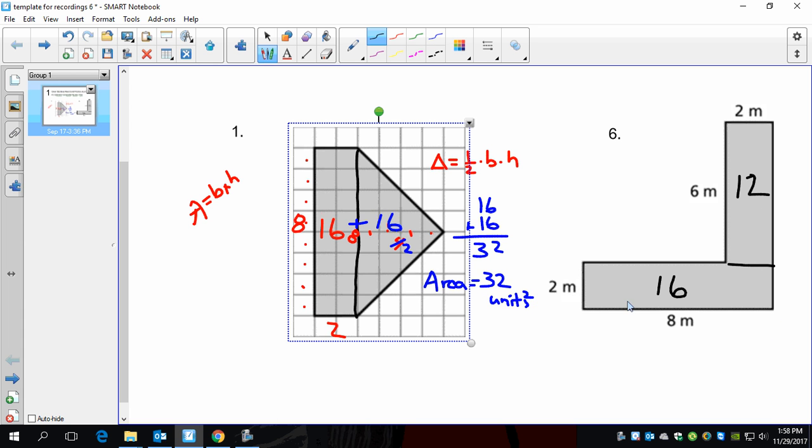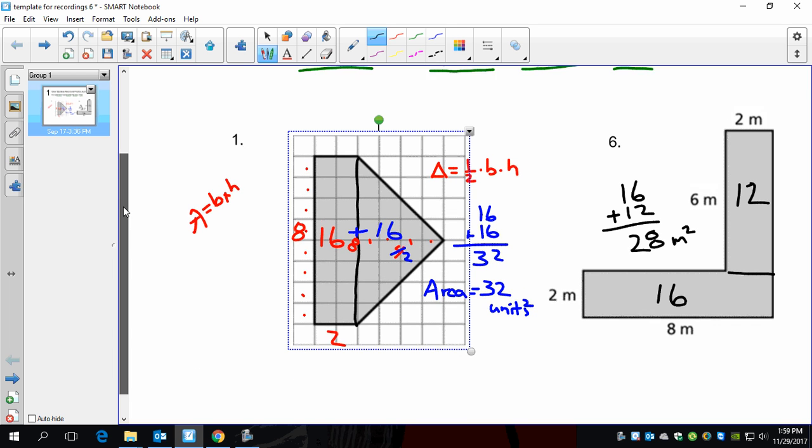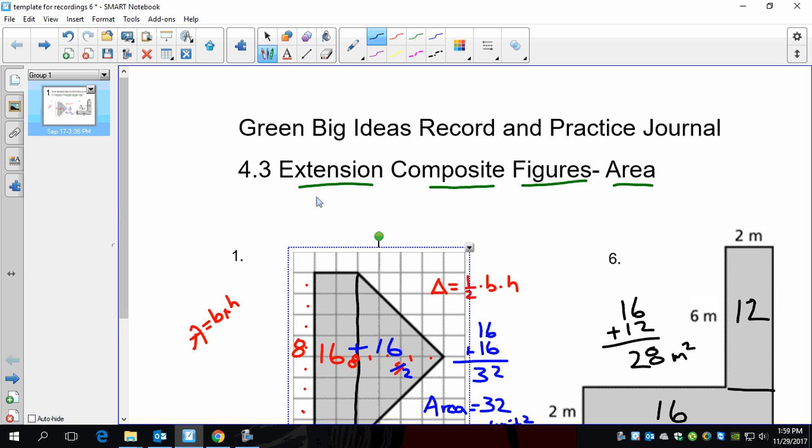And then the last thing I just need to do is just make sure I take 16 and 12 and add them together. 16 and 12 would be 28. This one's a little bit easier. It's got meters involved, so it's going to be 28 meters squared. So this is 4.3. We're using our formulas that we've already learned with area of a rectangle and area of a triangle, and we are trying to find the area of composite figures.